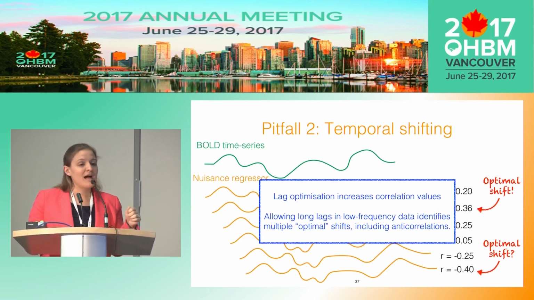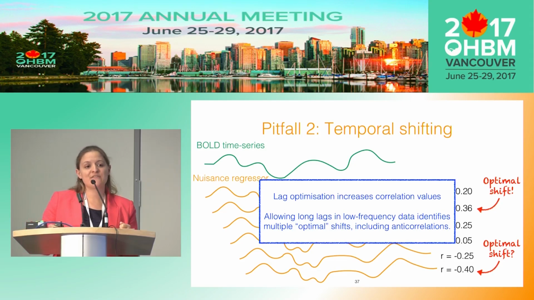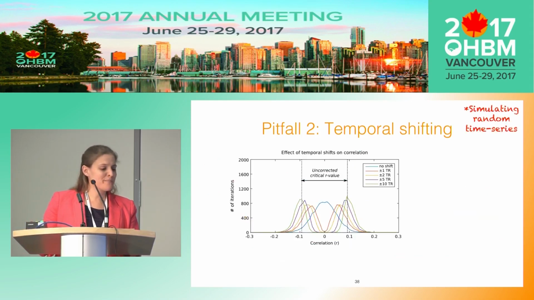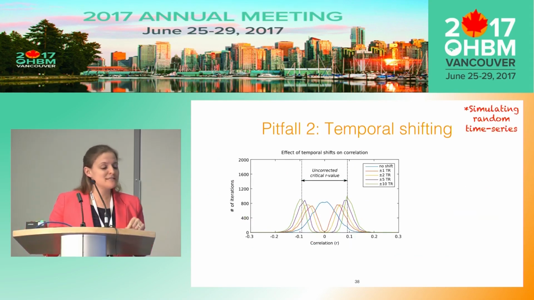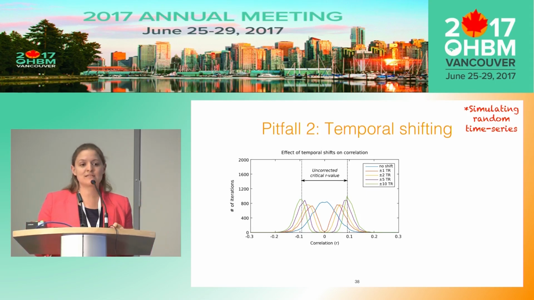But also, allowing long lags, you're going to start to see very strong positive and negative correlations, particularly when you're looking at low-frequency data. So going back to random time series, again, the blue curve in the middle is a nice normal distribution because I haven't looked at any temporal shifting. And you see a Gaussian distribution. You see 5% of the data is roughly falling outside of this critical R-value threshold that we can determine based on statistics, degrees of freedom, et cetera.